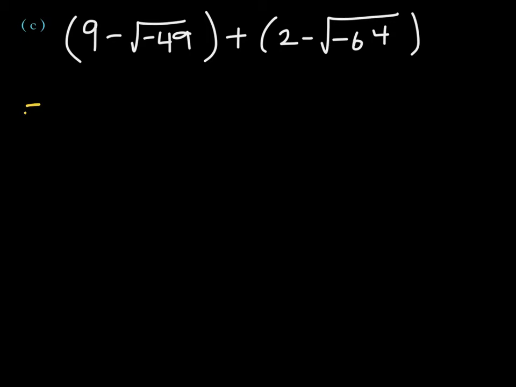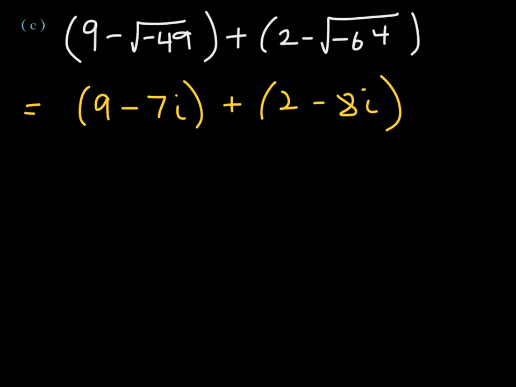So here we go. So then this number is 9 minus 7i plus 2 minus 8i. Okay? Again, be very careful. These two negatives don't make a positive. Same thing here. They don't make a positive, so be careful.